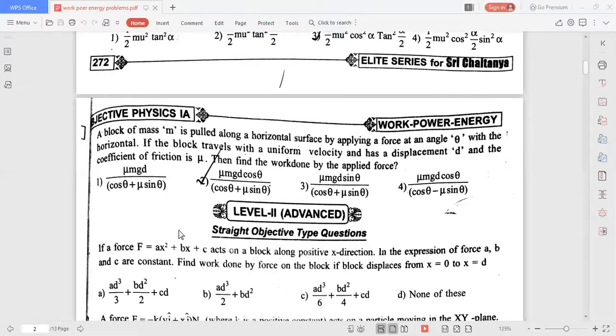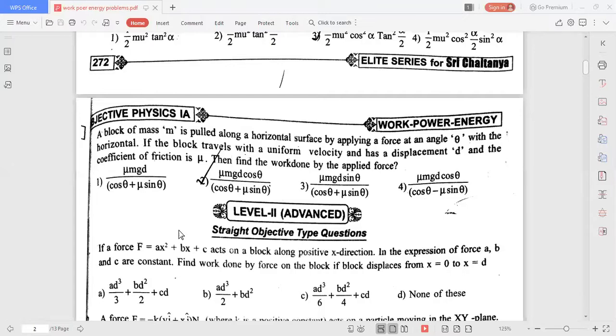A block of mass m is pulled along a horizontal surface by applying a force at an angle theta with the horizontal. So a block is pulled. A block is kept on the horizontal surface and it is pulled by a constant force, by applying the force at an angle theta with the horizontal. Okay, if the block travels with uniform velocity and has a displacement d and the coefficient of friction mu, then find the work done by the applied force.